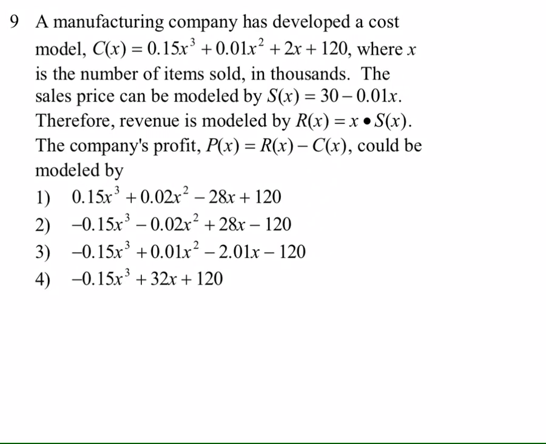Number 9 first. A manufacturing company has developed a cost model, given over here. But the thing is, revenue is x times s, so right over here. If I multiply x to this function, we will end up getting 30x minus 0.01x squared. Now, what they want to do is the profit, which is r of x, which we just calculated, minus cost, which is right over here.